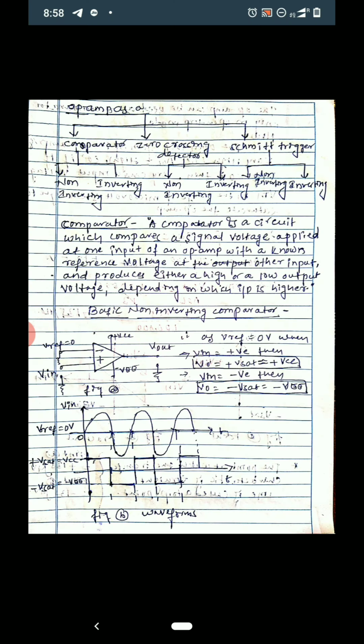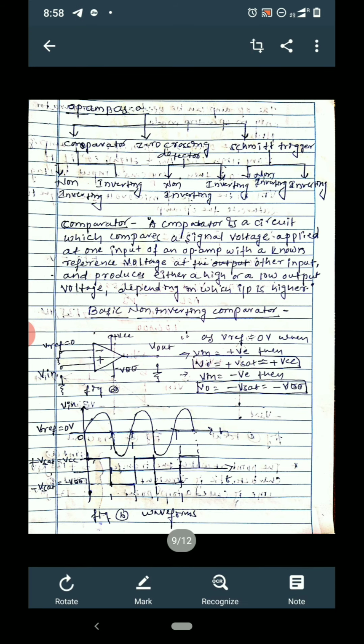We will start with the comparator. As you can see, I have defined the comparator. A comparator is a circuit which compares a signal voltage applied at one input of an op-amp with a known reference voltage at the other input and produces either a high or a low output voltage depending on which input is higher. You all know that there are two inputs to the op-amp, one positive and one negative, right?